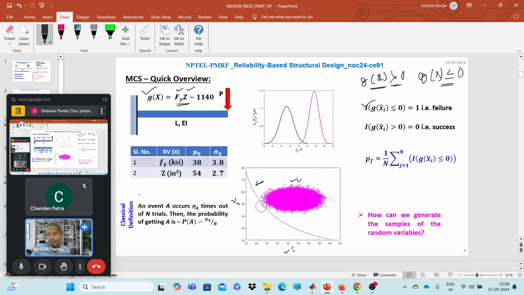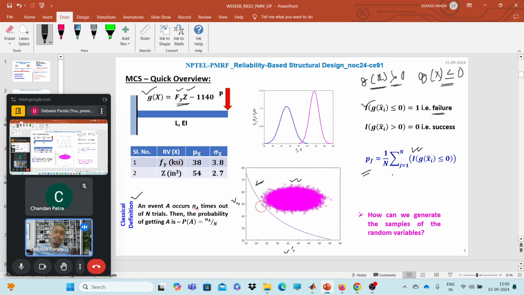Now using the classical definition of probability: if an event A occurs na times out of n trials, then the probability of getting A is nothing but na by n. Likewise, we can calculate the probability of failure. The probability of failure is nothing but the summation of the failures, which we have already identified using the indicator function I, which takes the value 1 when gx is less than or equal to 0. The total summation of these failures divided by n, the total number of samples, will give us the probability of failure. It's quite handy. It works on the classical definition of probability, and we can get the probability of failure.